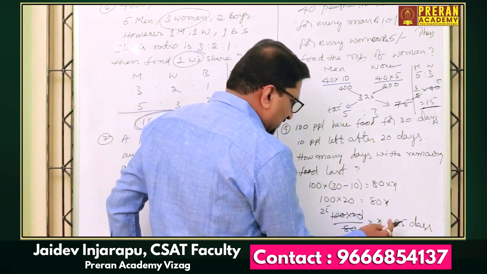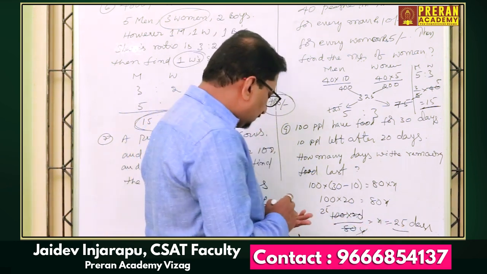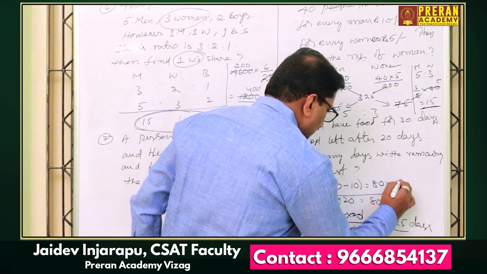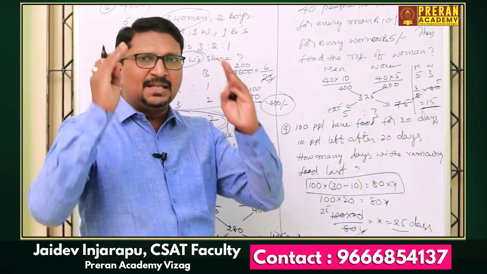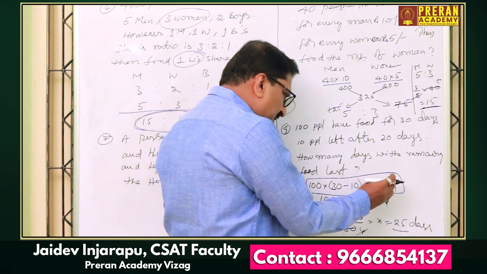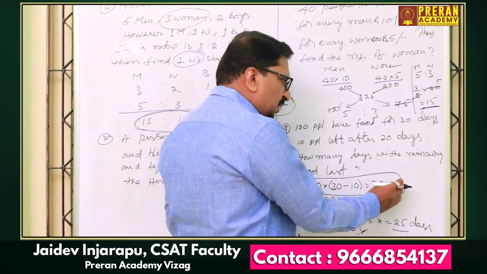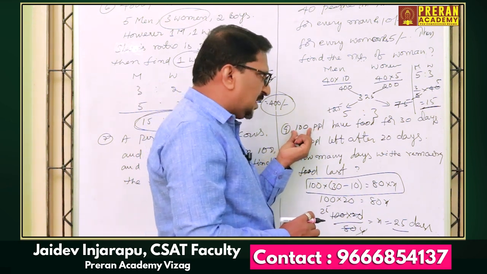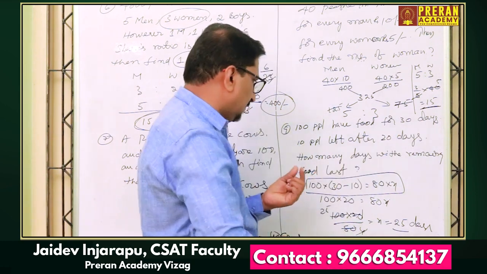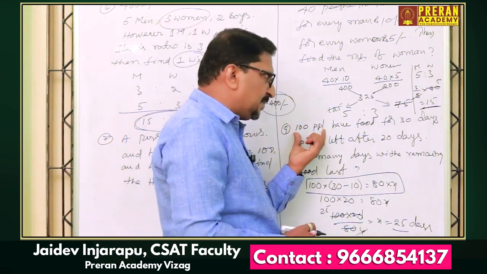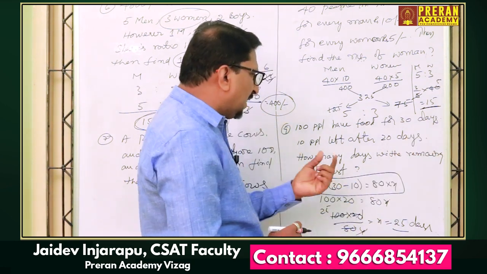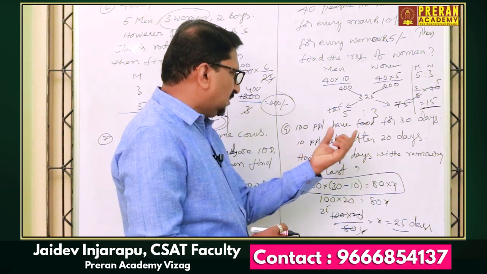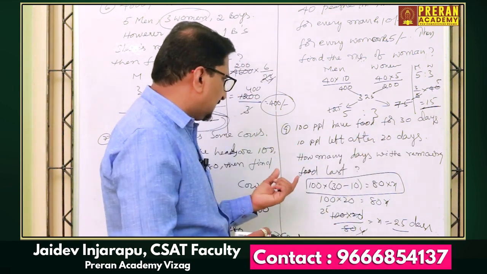Now you need to understand one point here. How are we able to write this equation? This is important. I did not take anything from my mind. I have written this equation from the given information only. Food is there for 100 people for 30 days. But you know what happens? After 20 days, 10 people left.